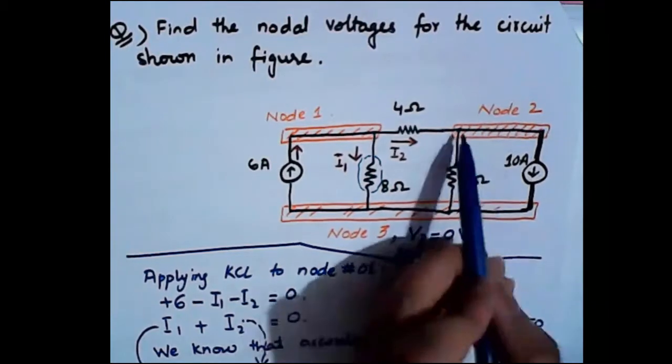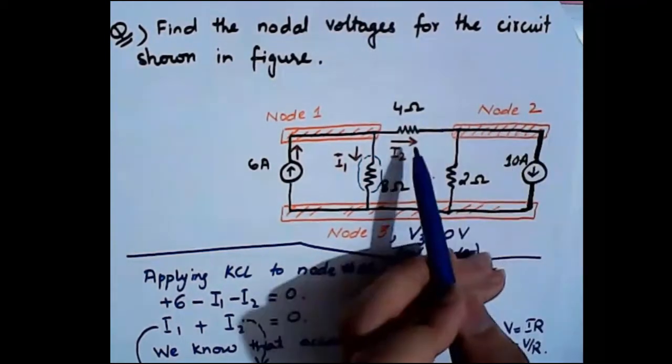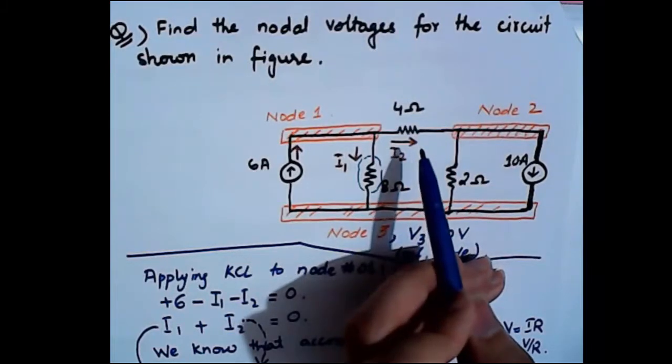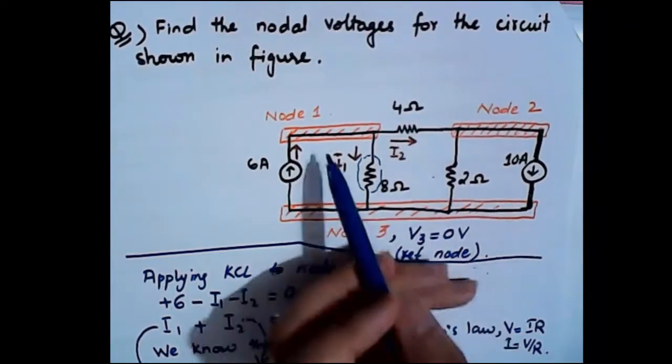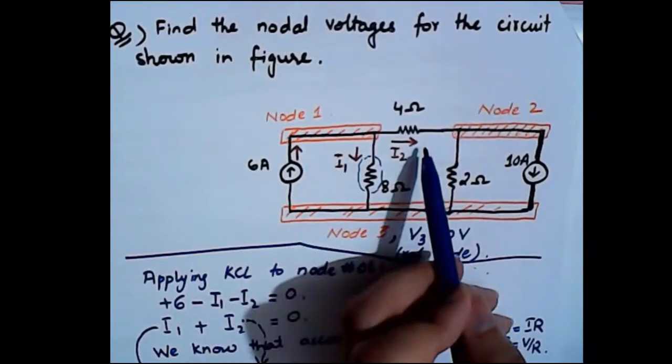Now coming towards node number 2 in the same circuit, we can see that the direction of I2 current has already been defined. Now you cannot change it in the circuit. Always remember this: once you assign a current direction in a circuit, you cannot change it, because you have already considered this direction for one KCL. So this direction will remain the same.